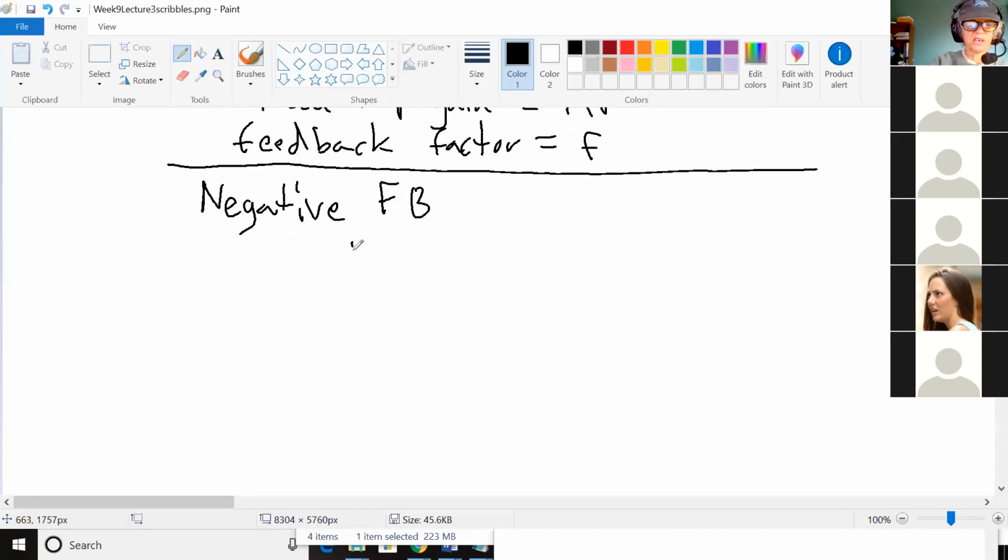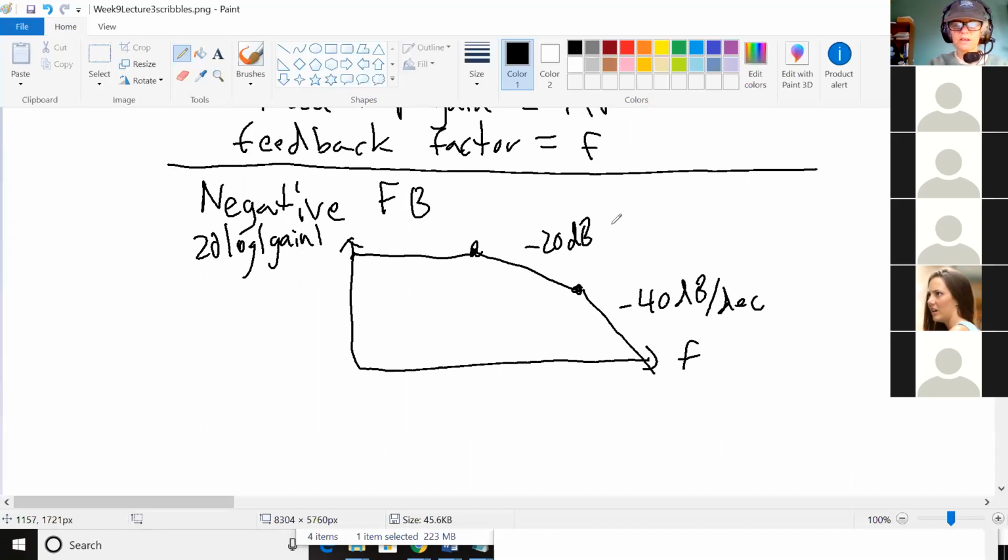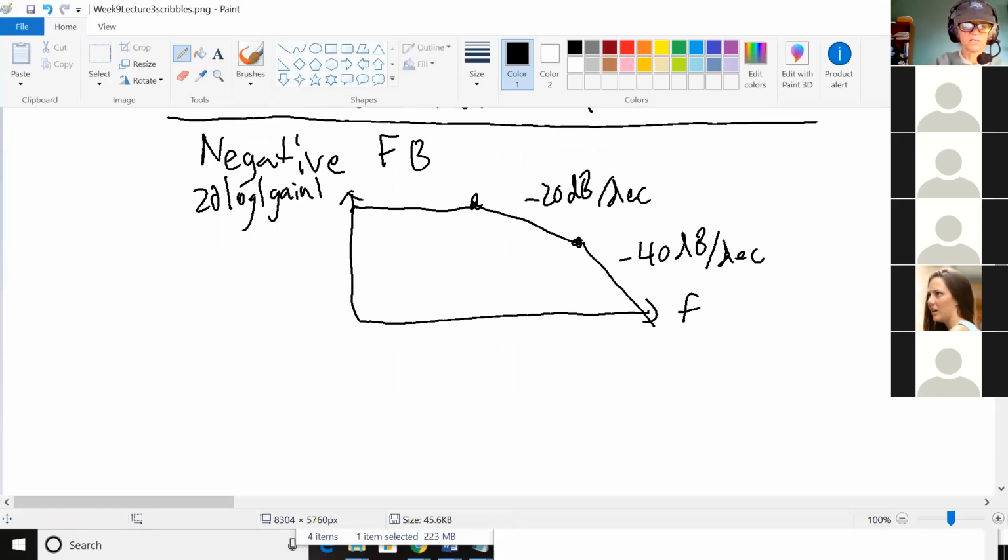Just going to restate Barkhausen's and give you an opportunity to ask questions. Okay, so you have a first pole, and you have a second pole, and it starts going down, negative 20 dB. This is 20 of whatever your gain is per decade. And just one more time, what happens when there's a pole to the phase.